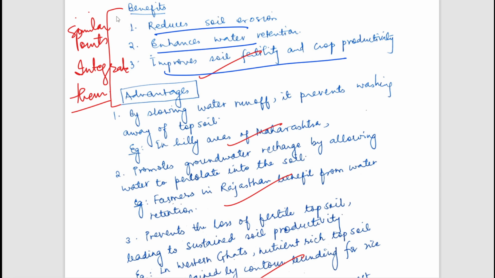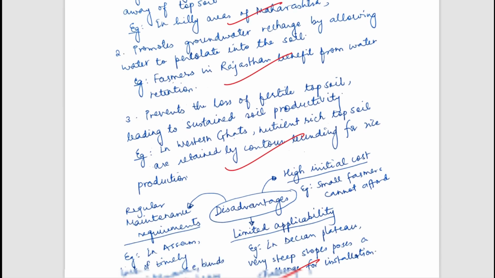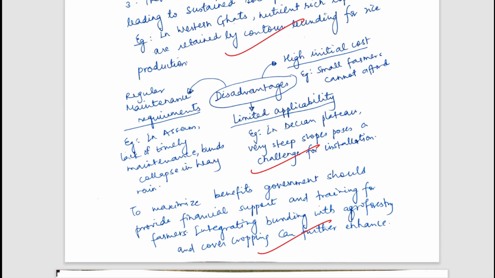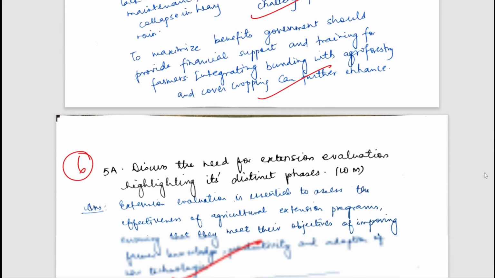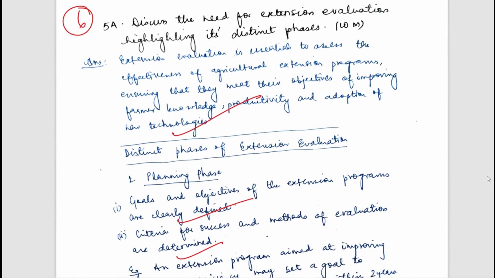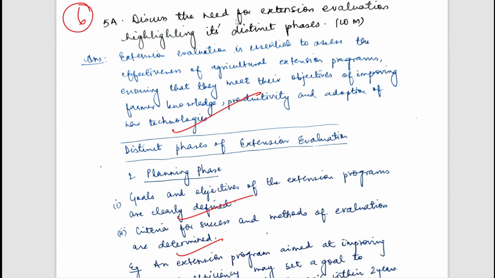So when you use these types of structure, generally you can integrate both, because similar points are to be mentioned in both. Disadvantages have also been mentioned, such as regular maintenance is required, high initial cost, and limited applicability. So well written answer. Now let's move to the next question. The next question is discuss the need of extension evaluation, highlighting its distinct phases.